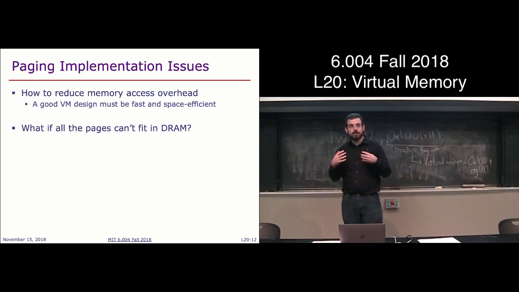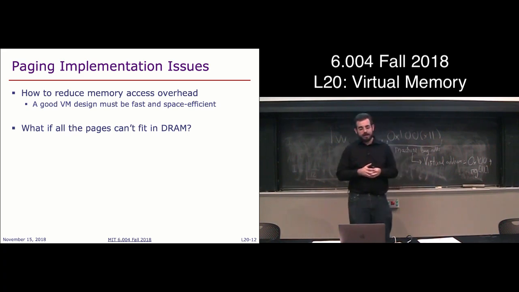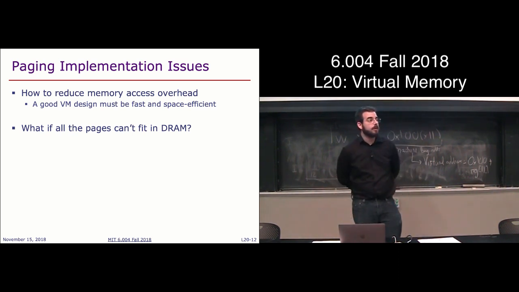We want to have these paging based systems that are very flexible, but at the same time we want them to be fast and we want them to not take a ton of space to store the page tables. So we'll see how to do that towards the end of the lecture, but first we're going to address the issue of what if we cannot fit all the pages in DRAM? What if we cannot fit everything in main memory and we need to use secondary storage?